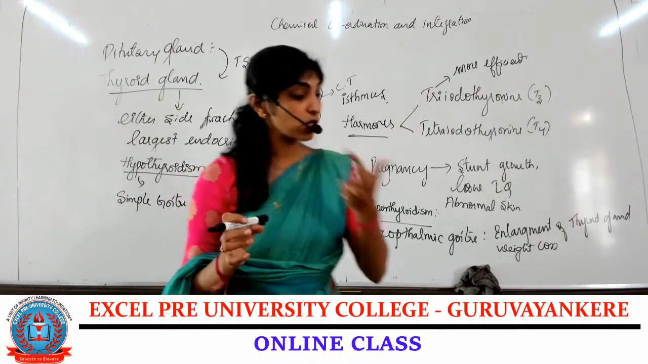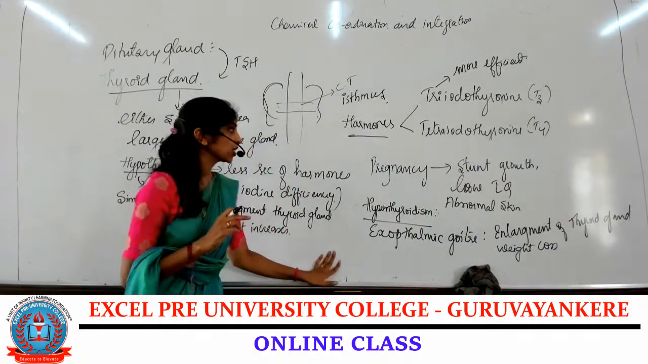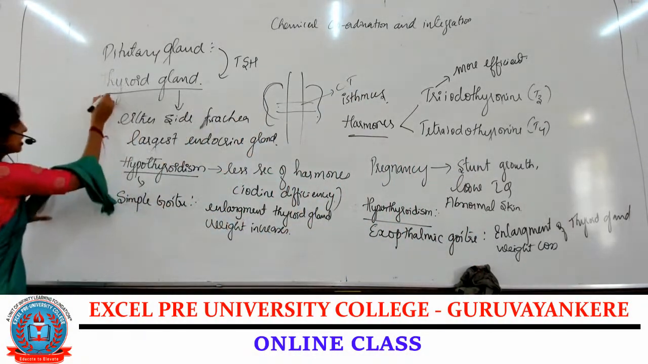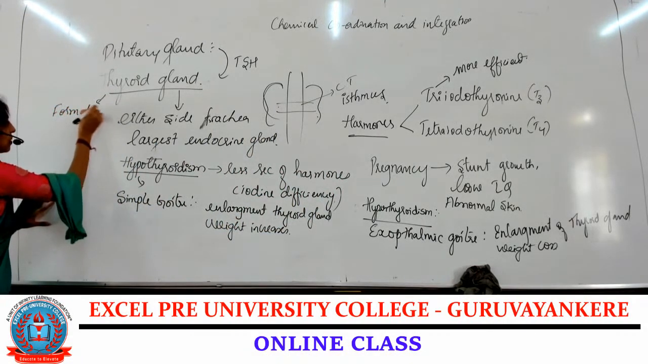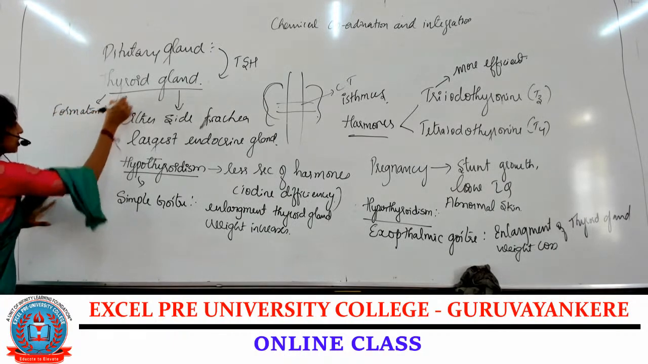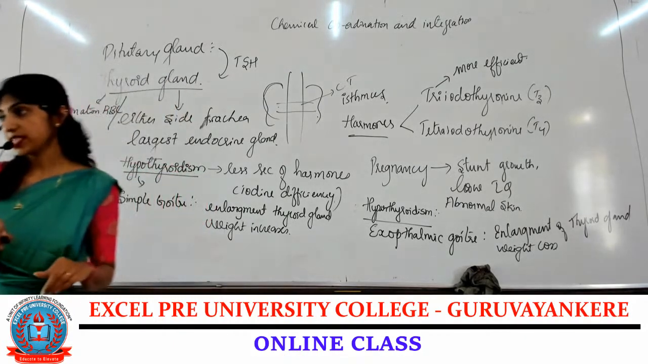Coming to the main functions, it is important. What are the functions of the thyroid gland? Yes, the main function of the thyroid gland: it helps in the formation of RBC, the process of erythropoiesis.